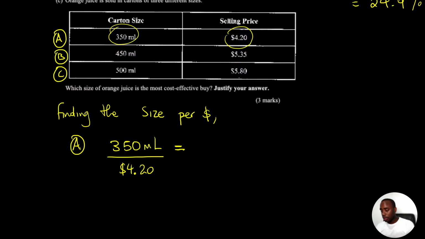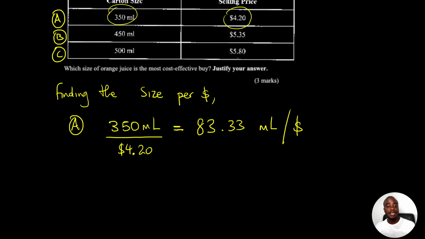350 divided by $4.20. Yeah, that's right. It's 83 and a third, or 83.33. So 83.33 what? Milliliters per dollar. And it's important to note that. We're going to get back to that. Remember, now we're just getting them on the same level.